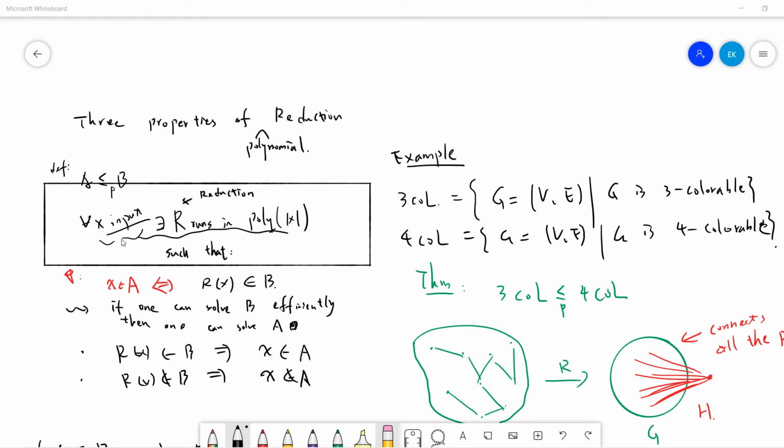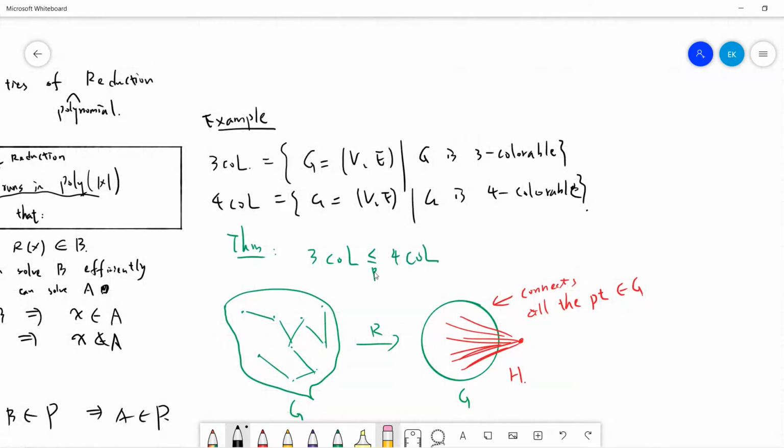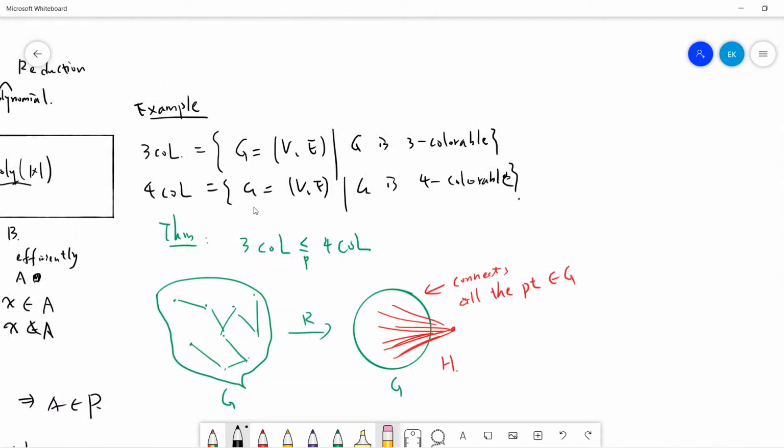That means that if one can solve B efficiently, then one can solve A efficiently. Each problem in A, you can use the polynomial time reduction to make it into an input of B. So if you can solve B easily, then definitely you can solve A easily. In order to show this is true, we need to show that if R(x) belongs to B, then x belongs to A. If R(x) does not belong to B, then x does not belong to A. We will see many more difficult or tricky examples of how to do a reduction, but in this case we prove a simple example.